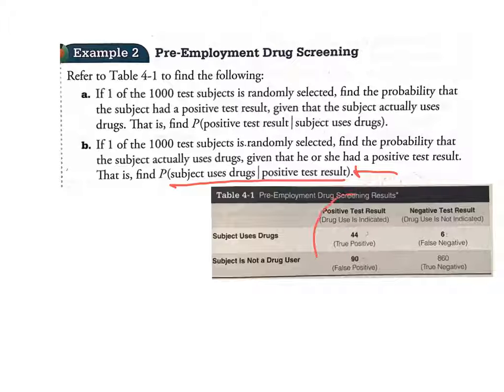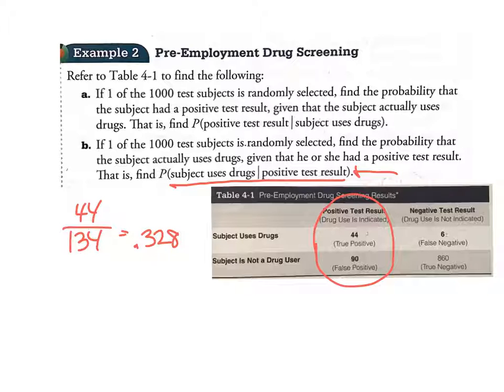So all I'm looking at is this right here, just those people, because those are the only people who had the positive test results, and I know that's all I'm looking at because that's what I'm given. It says, what's the probability that subject uses drugs out of that? Well, it was 44 people used drugs. There's 134 in that column altogether. And if you punch that in your calculator, you get like 0.328 probability.